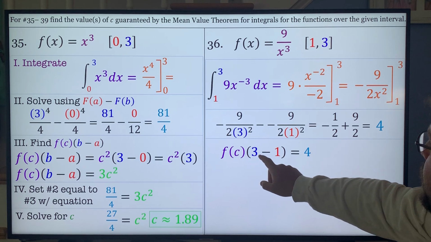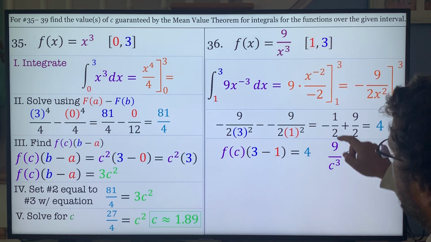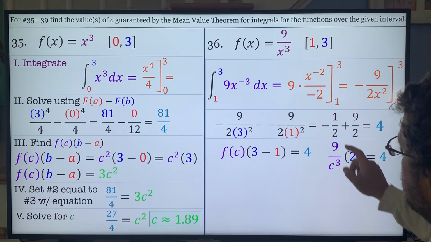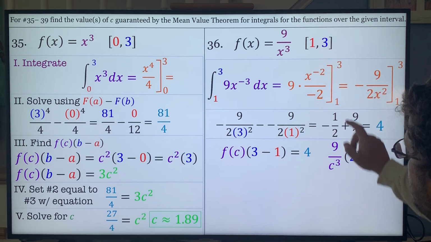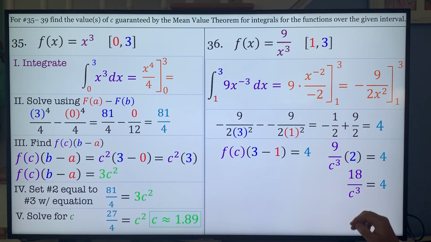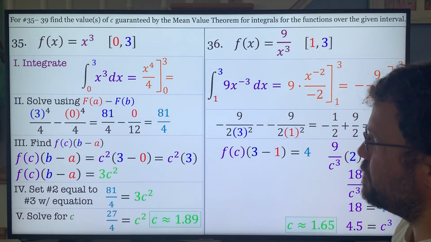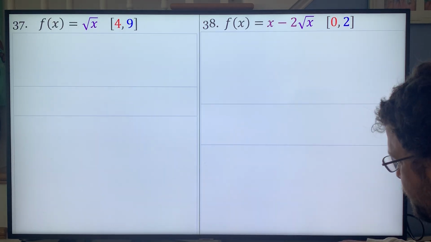This one, f of c times 3 minus 1 equals 4. Right, what's f of c? 9 over c cubed times 2. 3 minus 1 is 2, equals 4. Follow me? 2 times 9 is 18. Multiply both sides by c cubed. Divide both sides by 4. C cubed equals 4.5. The cubed root of 4.5 is, drum roll, about 1.65. Right? Yeah, all right, good.